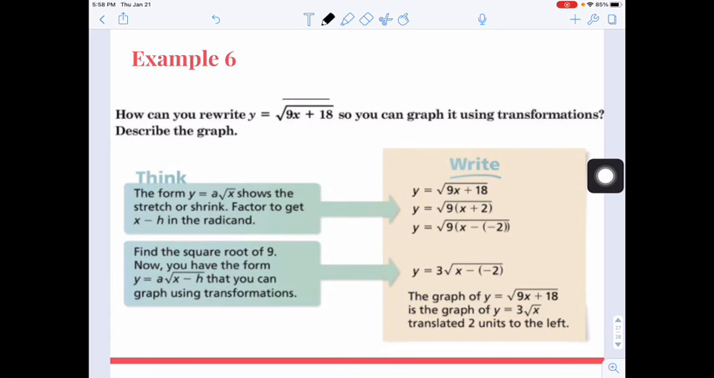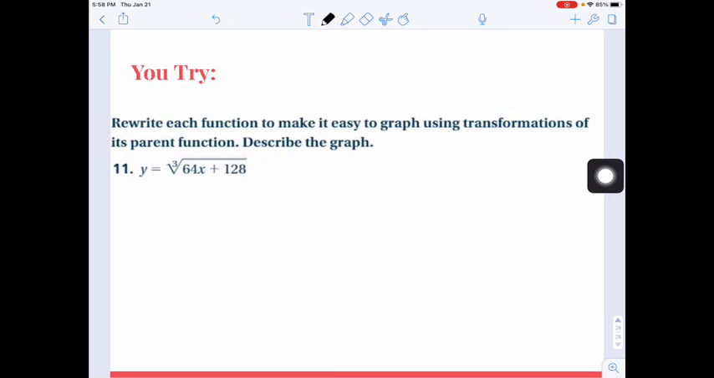Now I would like you to try number 11. Rewrite each function to make it easy to graph using transformations of its parent function. Describe the graph. We have y equals the cube root of 64x plus 128.